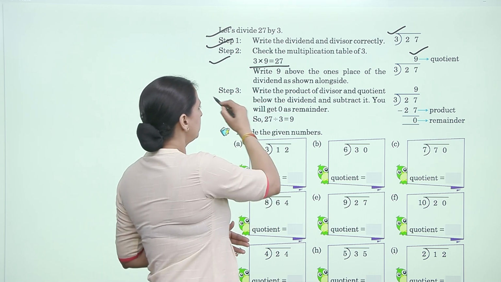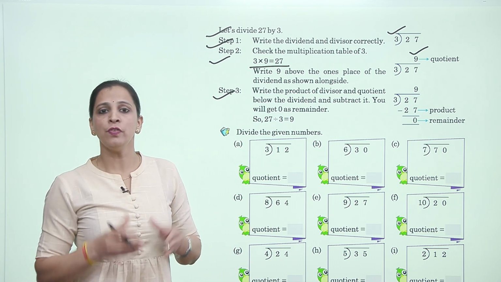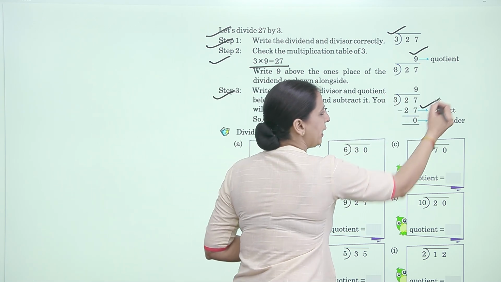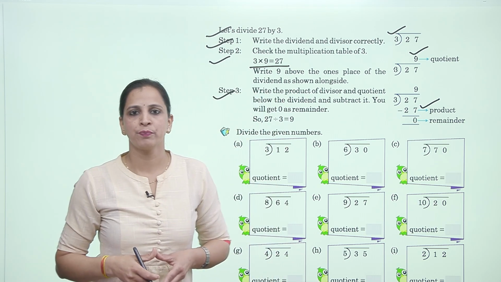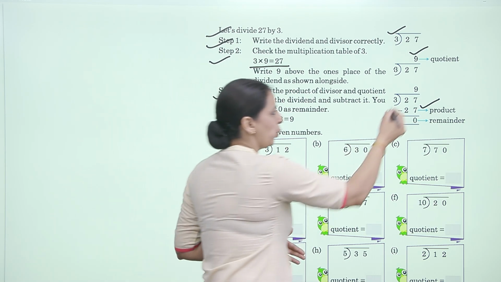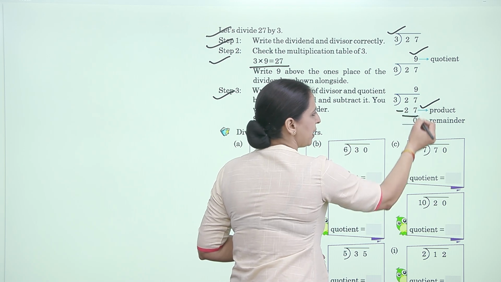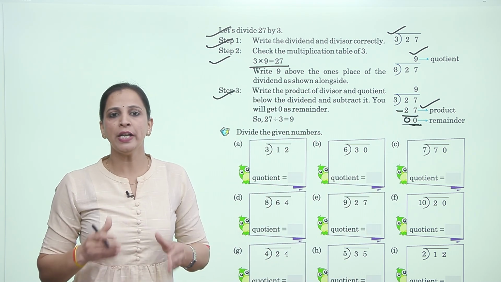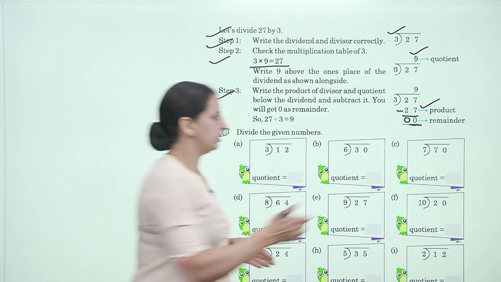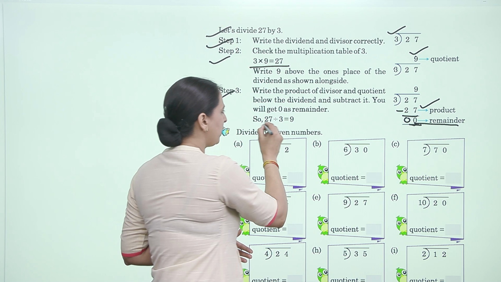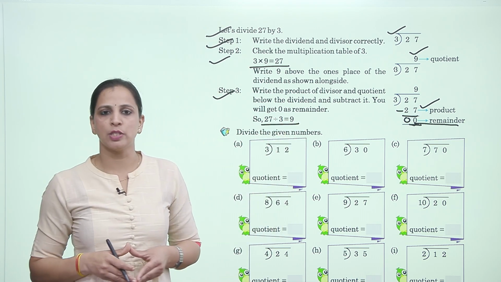Now step 3. Write the product of divisor and quotient. 3 nines are 27 is the product. Write it below the dividend and subtract it. 27 minus 27: 7 minus 7 is 0, 2 minus 2 is 0. You will get 0 as the remainder. So 27 divided by 3 is equal to 9.